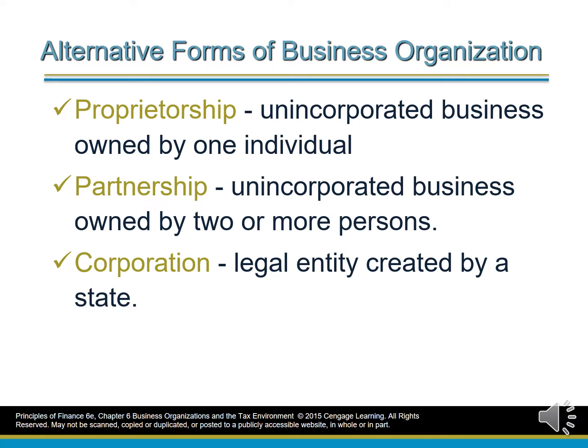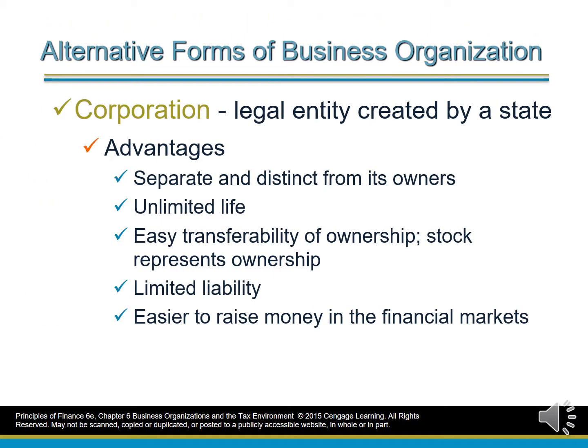Alternative forms of a business organization. Proprietorship, an unincorporated business owned by one individual. Partnership, an unincorporated business owned by two or more persons. Corporation, a legal entity created by a state.